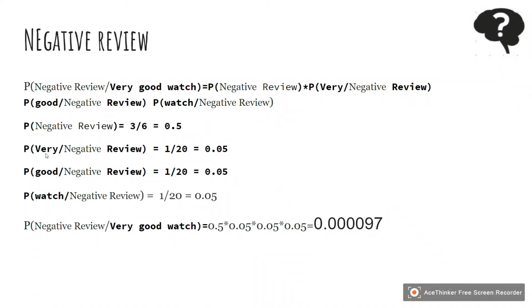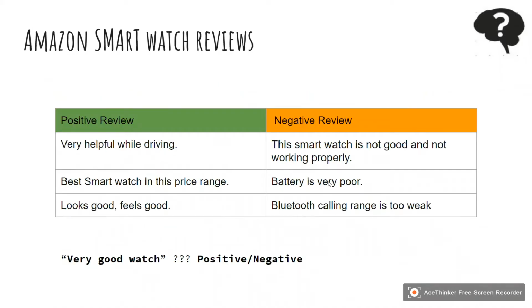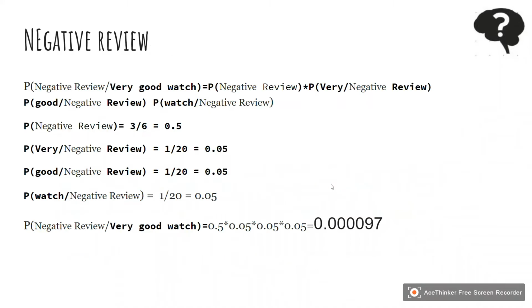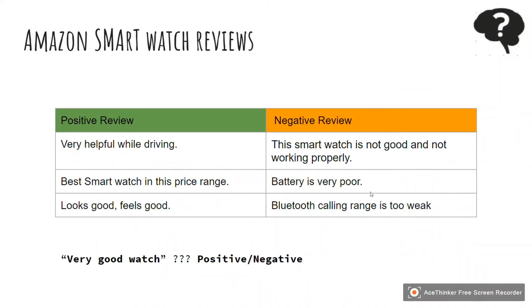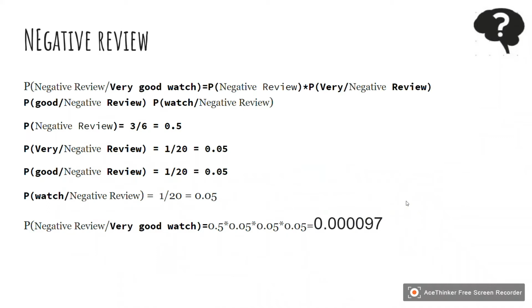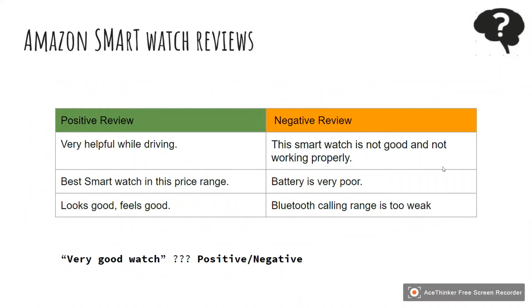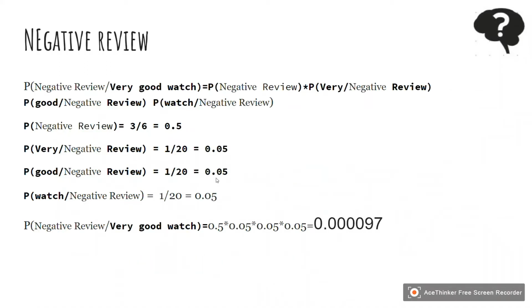Now what is the probability of seeing "very" given a negative review? "Very" occurred only one time here, in the second row. So it's 1 by the total number of words. In the negative reviews I think we have 20 words, we can count it: 1 2 3 4 5 6 7 8 9 10 11 12 13 14 15 16 17 18 19 20. So there are 20 words, so 1 by 20. What is the probability of seeing the word "good" given a negative review? I think it occurred only one time, so it's 1 by 20, which is 0.05.